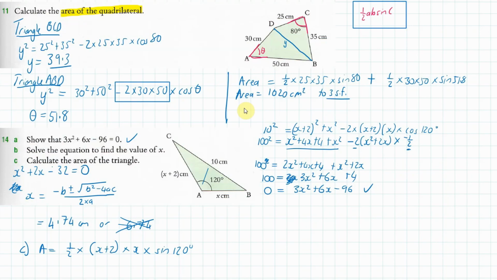Okay, so 0.5 times x plus 2 times sine 120. Okay, and I'm getting an answer of 13.9 centimeters squared, if I use my unrounded value.